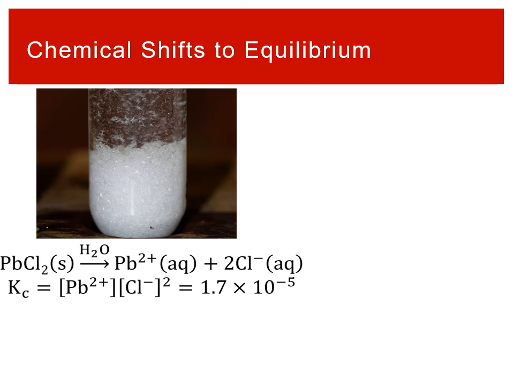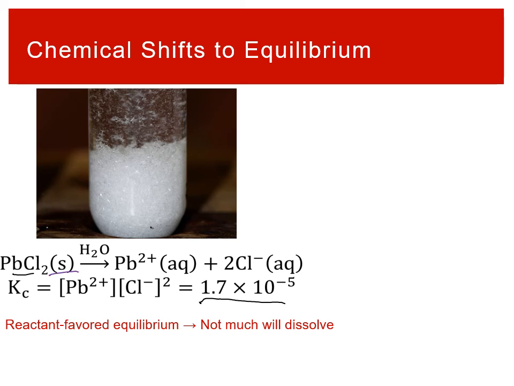As an example of this, we want to look at dissolving lead-2 chloride, so PbCl2. So this would be dissolving into water. Kc is 1.7 times 10 to the negative fifth. This is less than 1. So this is a reactant-favored equilibrium. Another way we would say this is that lead-2 chloride is not soluble in water. When you put it in water, you do not tend to form separate ions. It tends to stay as the reactant undissolved solid.